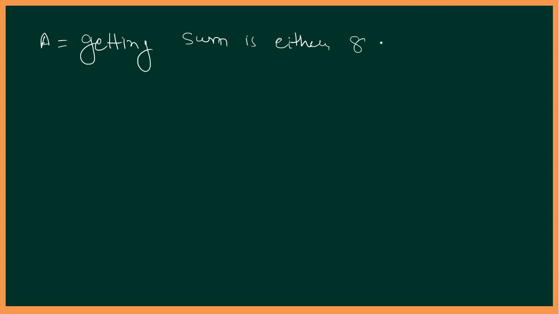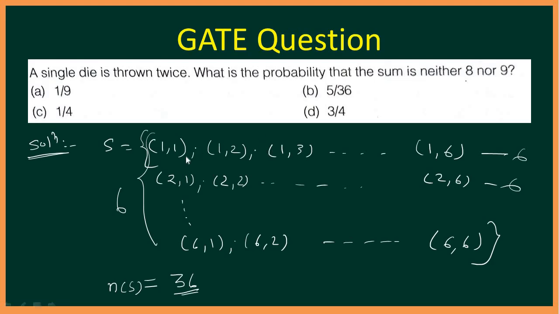a sum of either 8 or 9. Okay, so let's see where we can get a sum of either 8 or 9. So we can get 8 like this. In this one we cannot get 8.